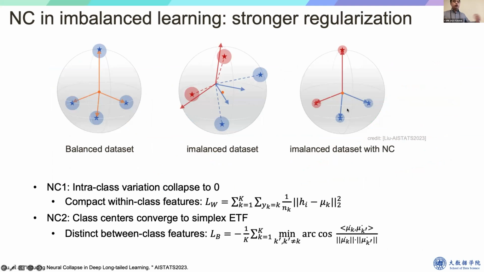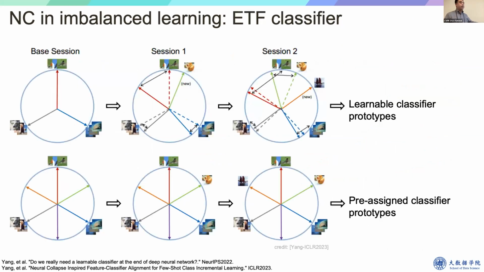Liu takes advantage of stronger regularization by boosting the first two neural collapse properties when training on imbalanced data. Yang, on the other hand, makes use of the second neural collapse property to adopt a fixed ETF classifier and train other parameters in the model. This model can be used in few-shot incremental learning, and we can plug learnable layers between fixed backbones and fixed classifiers, and directly pre-assign the classifier prototypes to the simplex ETF to reduce the learning difficulty and ensure the feature-class alignment in an incremental fashion.